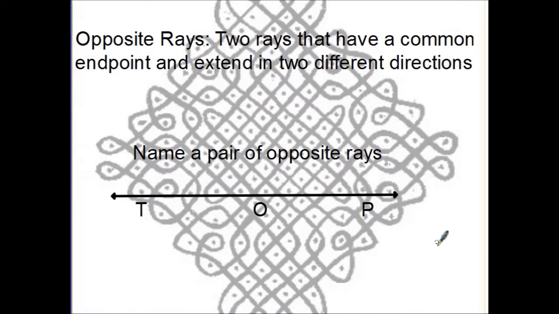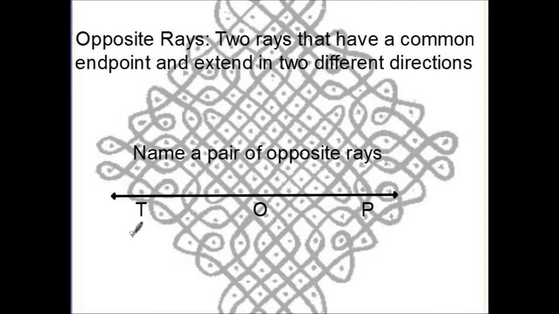First thing we need to do is define opposite rays. Opposite rays are two rays that have a common endpoint and extend in two different directions. In other words, two rays that when combined form a straight line. So let's look at this picture and name the opposite rays.